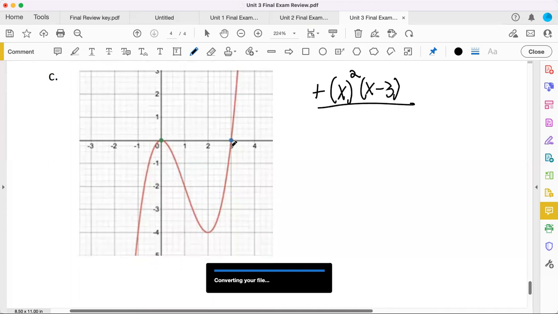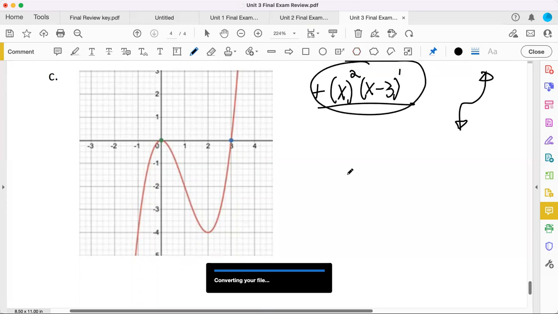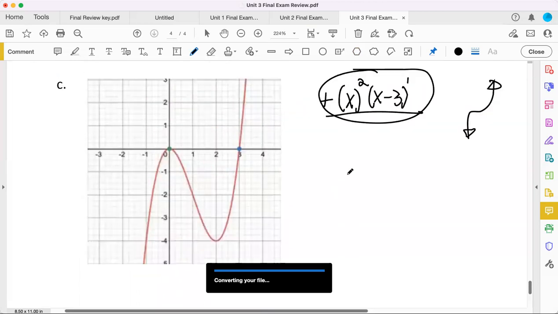And at 3, this just cruises right through. It's probably just to the first power. This looks like a pretty standard cubic function. And the y-intercept's definitely 0. So I think we're hitting everything that we need to hit. Yeah, done. And that's unit trace.